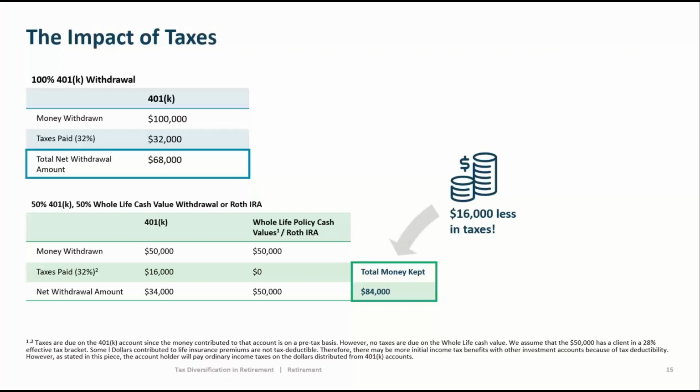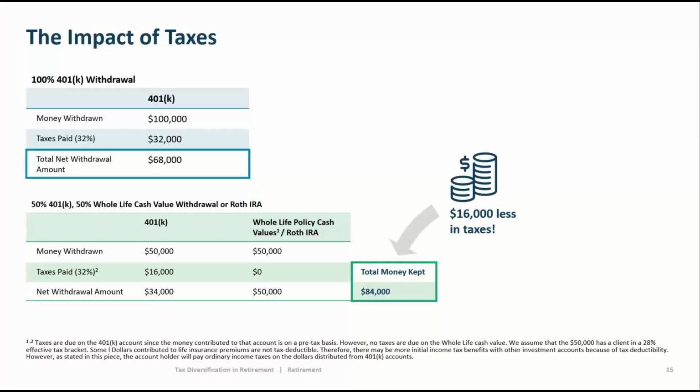Then let's compare that with another option. What if they took half out of the 401k, so $50,000 out of the 401k, and then $50,000 out of a tax favored asset? That could be a Roth IRA, that could be cash value life insurance. So now half, which is $50,000, is taxed at 32%, and the other $50,000, there are no taxes. So we get the same cash flow, $100,000 out, but we only pay $16,000 in taxes, not $32,000. That's a huge difference.